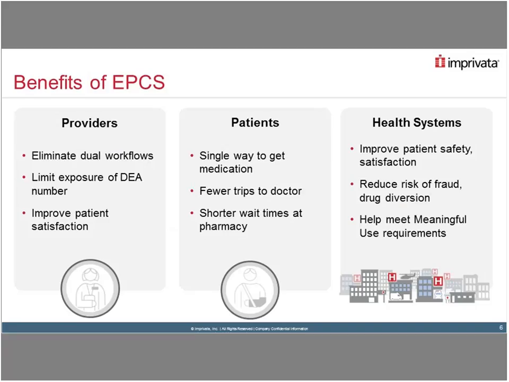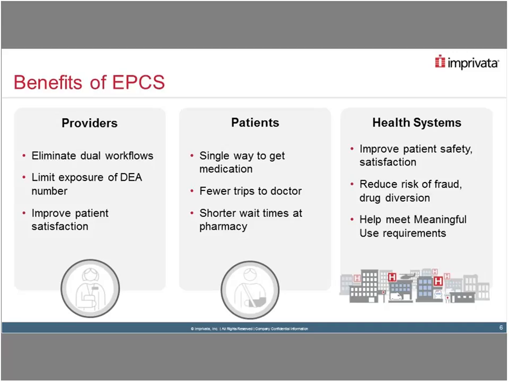So electronic prescribing of controlled substances, EPCS, can have a benefit. It can really address a lot of these challenges and has benefits to stakeholders across the continuum. So for your providers, first and foremost, it eliminates that dual workflow. It eliminates the risk of having their DEA number and signature out there on a piece of paper that can easily be adjusted or diverted, forged. And there's a patient satisfaction element. And so for those patients, they have a single way of getting their medication. They can avoid long lines at pharmacies and long waits, fewer trips to the doctor's office.